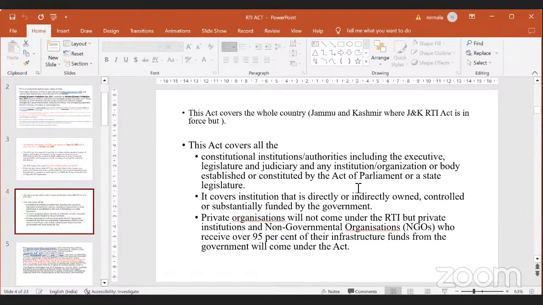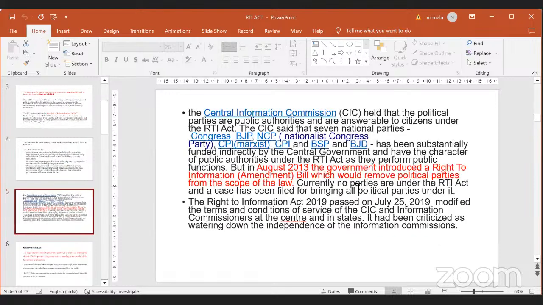And private institutions or private organizations will not come under the purview of the Right to Information Act, but the private institutions and the NGOs that receive 95% of their infrastructure funds from the government, then those NGOs or private institutions also will fall under the Right to Information Act. And this Right to Information Act is governed by two bodies. One is the Central Information Commission and the other one is the State Information Commission.